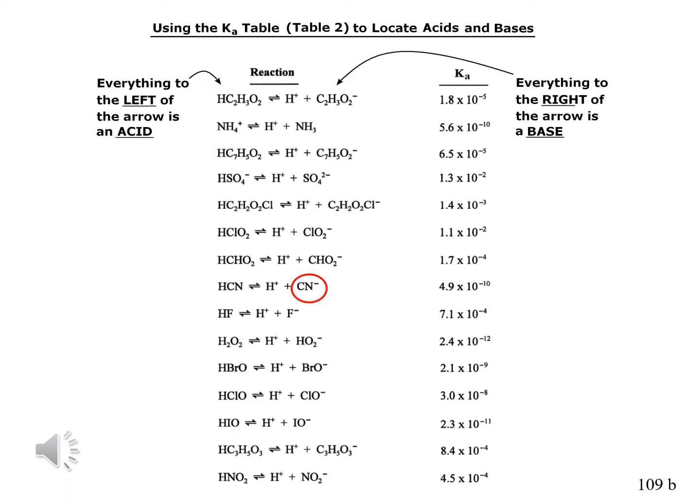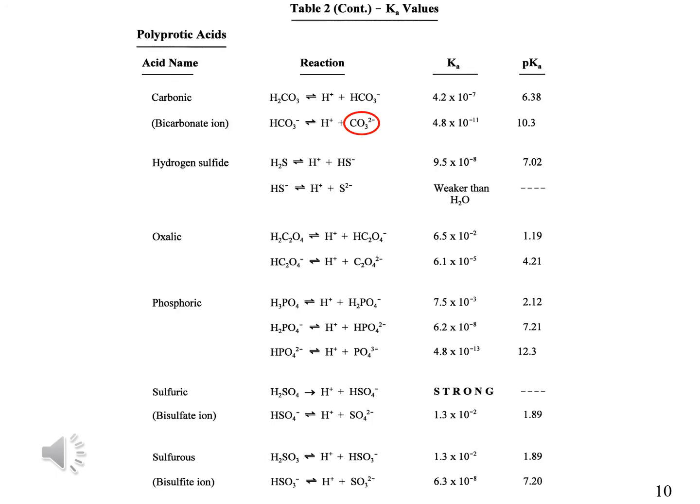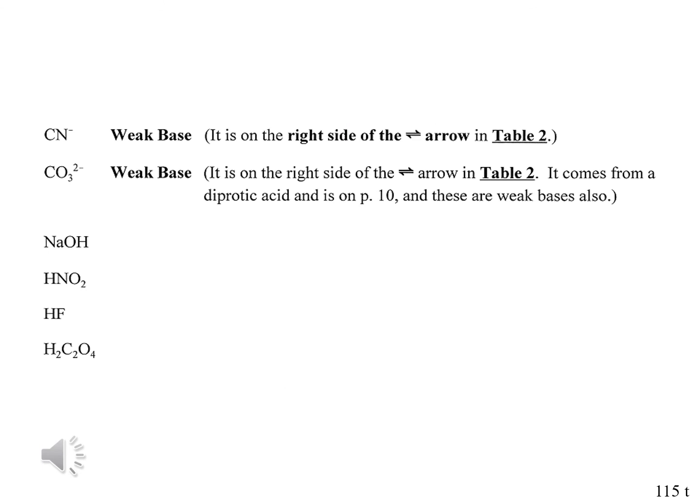CN minus is certainly a weak base because it's on the right of the arrows in the Ka table, and so is CO3 2 minus. It's a negative ion that comes from a diprotic acid. So here's the base, CN minus. And here's the CO3 2 minus on the right of the diprotic acid arrows. Sodium hydroxide is a metal ion plus OH, and sodium makes everything soluble. So it's a soluble, strong base.